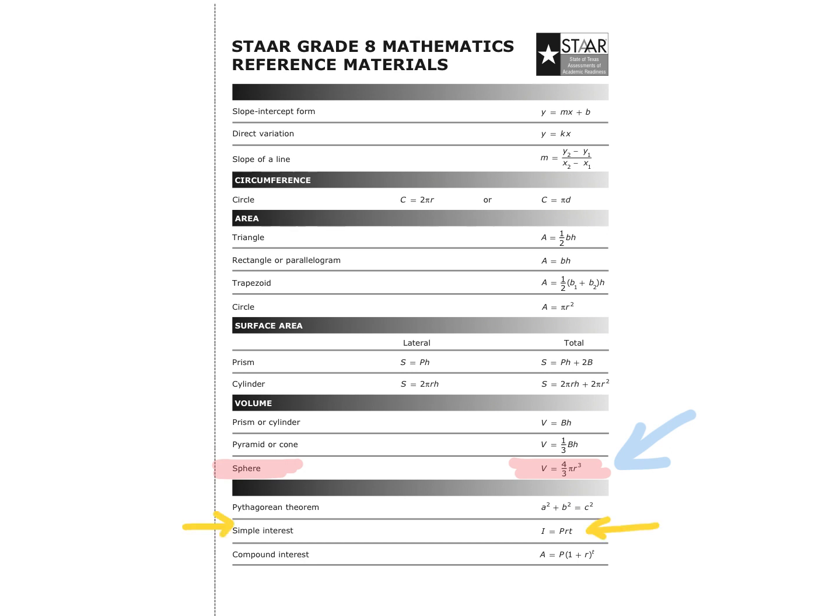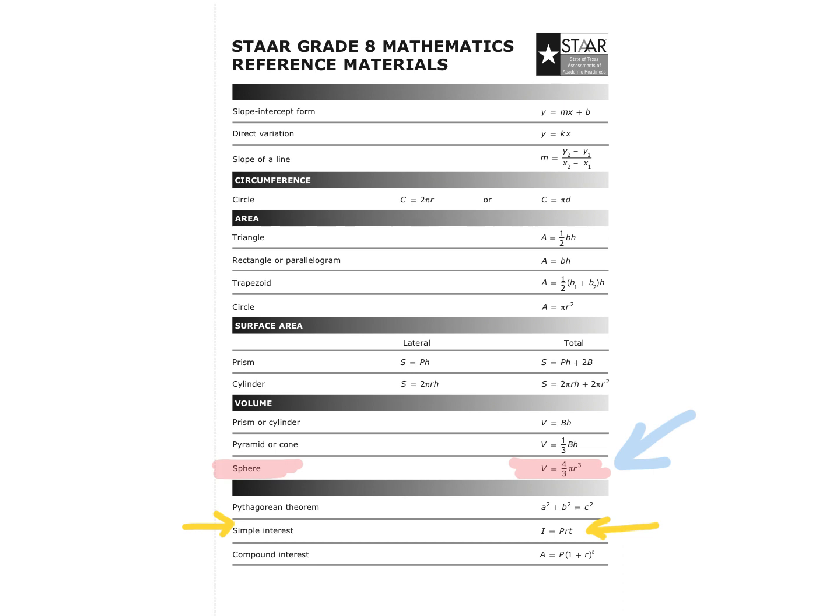The simple interest formula is I equals PRT. And since we're calculating interest, we're going to use that formula. P is the principal, R is the interest rate as a decimal, and T is the time in years. So let's take a look at the problem using I equals PRT.